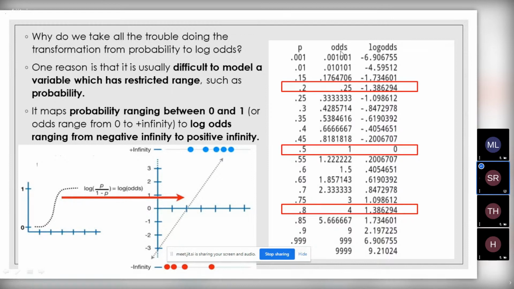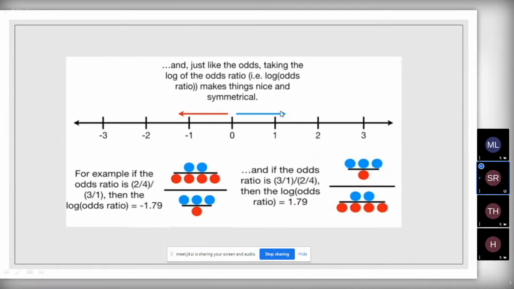Here we can see the difference between odds and log odds. If we log the odds, we get a balanced or symmetrical scale. Let's say the probability is 0.5, the log odds is 0. If the probability is almost 0, the log odds is negative 6. Same if the probability is 0.99, the log odds is 6.9. We get a symmetrical scale.